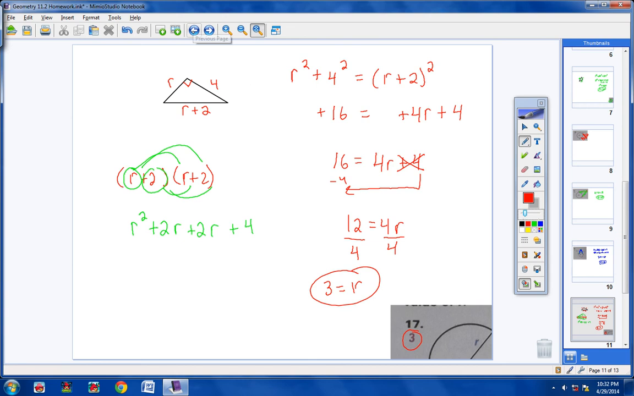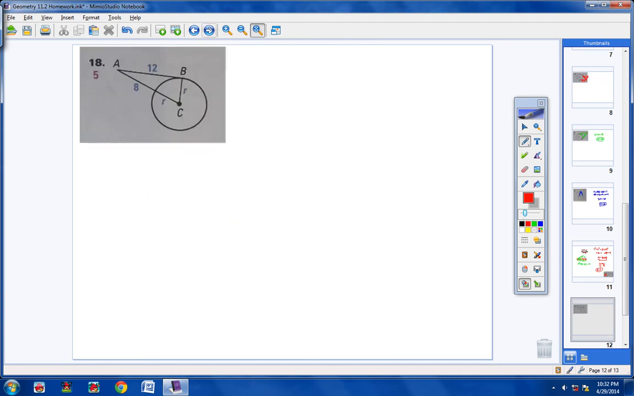Let's try number 18. Okay, number 18, same type of problem. Notice I have a tangent line here, AB, and I have a radius drawn to the point of tangency right here. So those two lines will be perpendicular. So with that in mind, let's go ahead and cut out the triangle here.